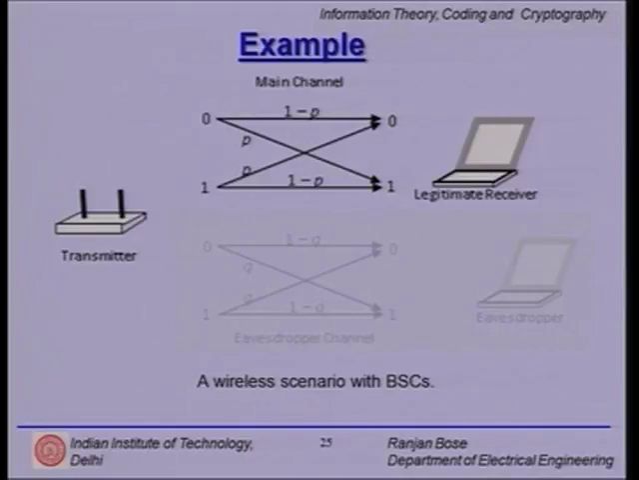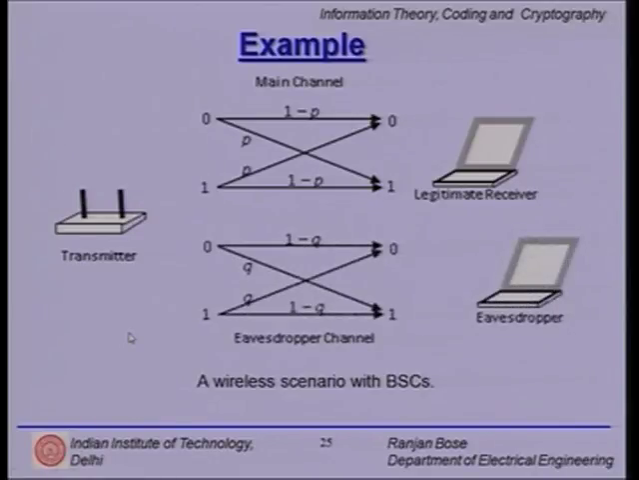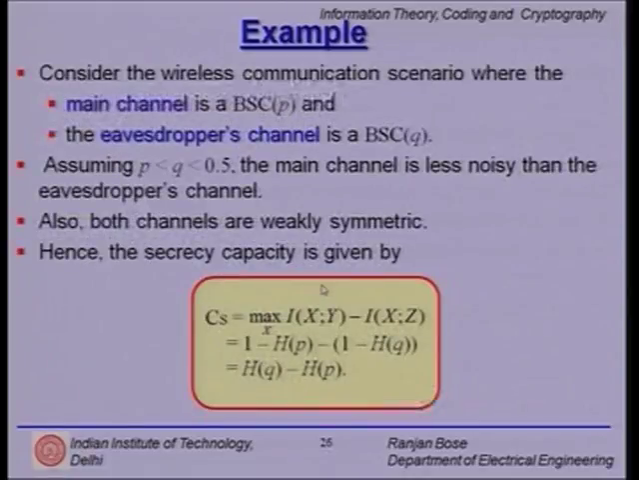Let us look at this practical example. So we have a transmitter and it is happily communicating with the legitimate receiver, and the channel, which is the main channel, is represented by this binary symmetric channel. Like it or not, we have an eavesdropper in the room and it has another binary symmetric channel represented as follows. Here the probability of error is small p, here it is small q. So the main channel is binary symmetric, the eavesdropper channel is binary symmetric, both of them are weakly symmetric channels.